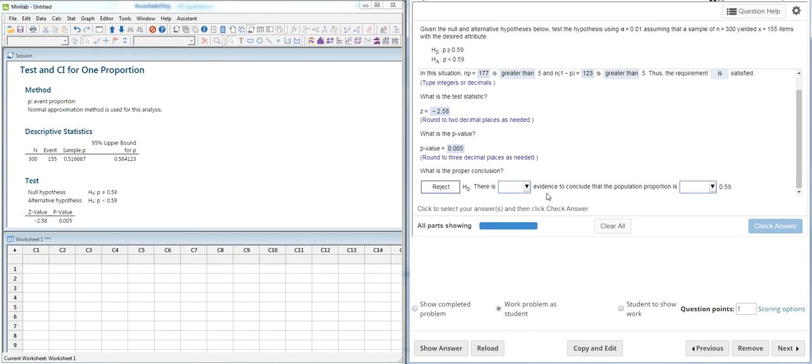All right. Let me see what the options are for the second one. I can do almost anything. Whatever I'm doing, though, I want to make sure I'm stating a statement that supports my Ha. So I want to say there is sufficient evidence to conclude that population proportion appears to be less than 0.59. Looking good.